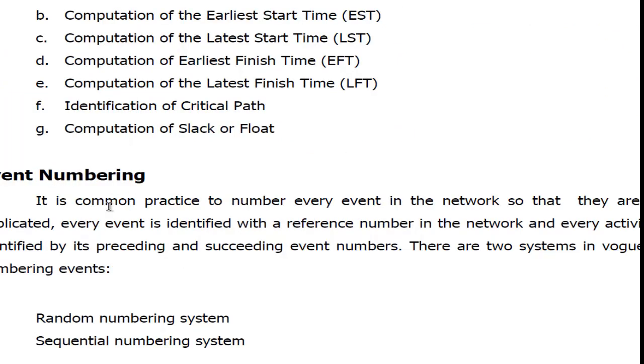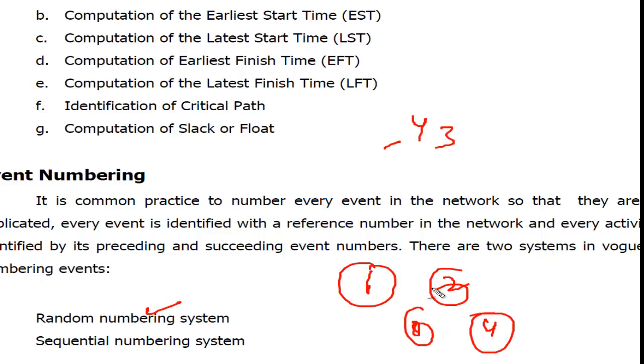Now in event numbering, we have to number the events. Every event is identified by a reference number, like we saw in our network diagram. We gave them either random numbers, any number you like, some 3, some 4, some 5, or sequential numbers like we did in the previous video: 1, then 2, then 3, then 4, and so on. The activity will be named 1, 2, and this activity will be named 3, 4, and the events will be named 1, 2, 3, 4. That's called sequential.